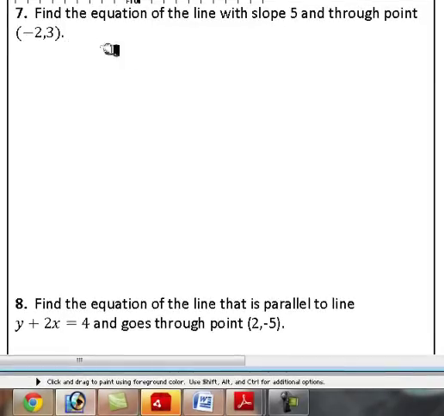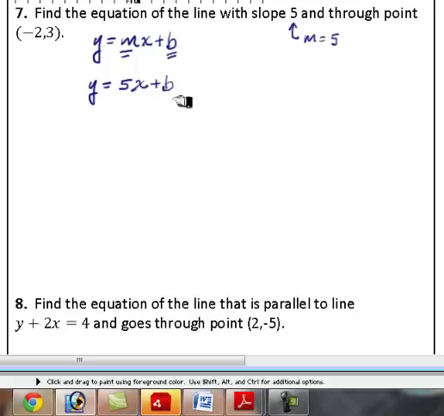In number 7, we want to find the equation of the line with slope 5 and through point (-2, 3). So when we find the equation of the line, we almost always start with y equals mx plus b. That's our equation. We just have to figure out what m is, and figure out what b is. Well, here we're given m. m is 5. That's the slope. So we start to fill in. We have now y equals 5x plus b. And we only have to find b.